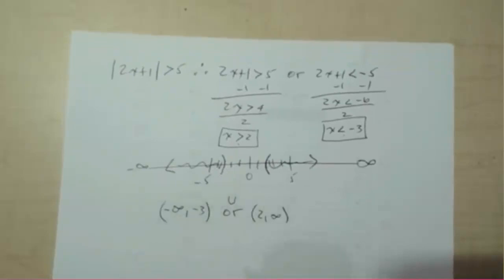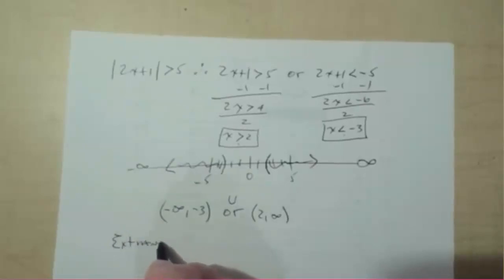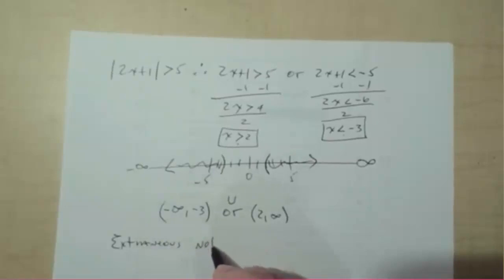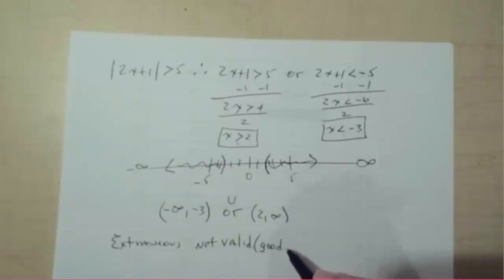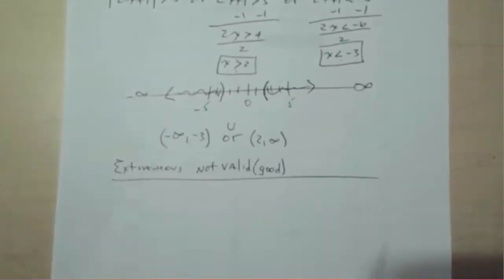Okay, now we can also check for extraneous solutions. Extraneous means E-X-T-R-A-N-E-O-U-S. Extraneous means not valid or not good or bad, whatever. Extraneous just means that it's not in our set.